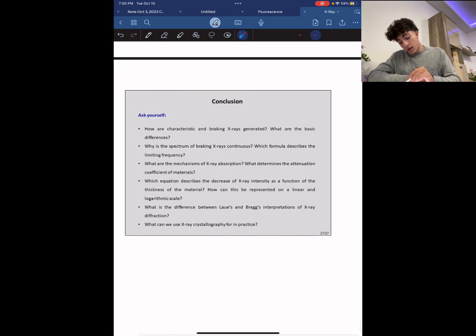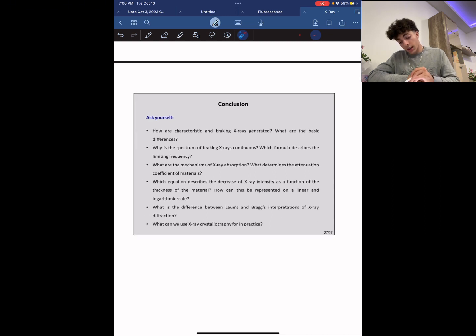Then it says, which equation describes the decrease of X-ray intensity as a function of the thickness of the material? How can this be represented on a linear and logarithmic scale? So, which equation is this? Let me just read it again. Which equation describes the decrease as a function of the thickness? So this was I, final intensity, equals I0, initial intensity, times e to the negative mu x. Mu is the attenuation coefficient. x is the thickness of the material.